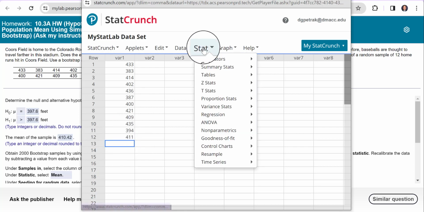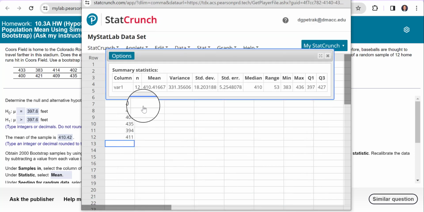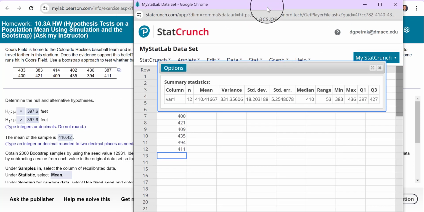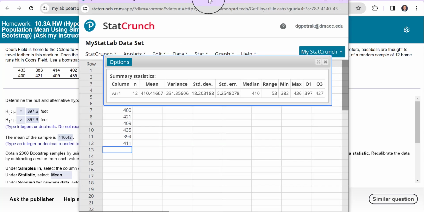So to find the mean, probably the easiest way is to go summary stats, columns, var1, compute. All right. So that's how we get the mean of 410.42. And I think it says around 2 decimals, so we're just going to use that. Now, I want to adjust this down. The way I look at it is if we drew a normal distribution and put the middle at 397.6, we could see 410.42 to be to the right. The question is, how far right is it?